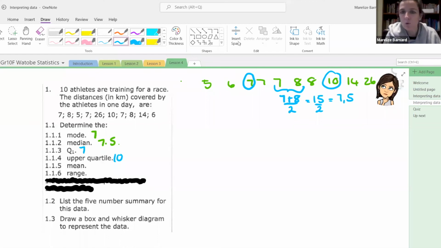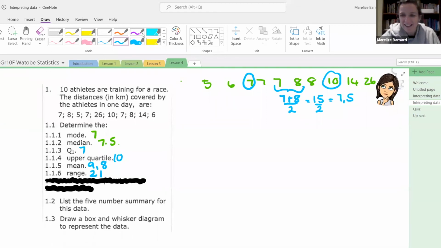The mean, add all the values together and divide by 10. Yes, lovely. If you got 98, you maybe forgot to divide by 10. So it's 9.8. And our range is the highest value minus the lowest value. Who can give us the range? All Watobians can give us the range. Well done. That's 21. 26 minus 5 is 21. Okay. Well done.